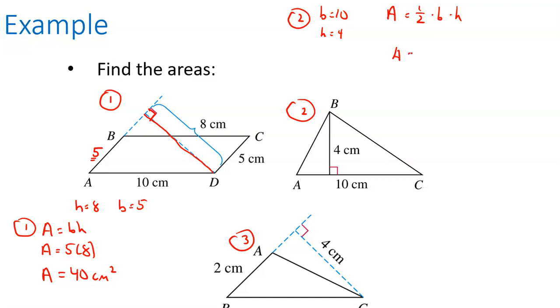And once you write out the formula, then fill in the values. 1/2 times 10 times 4 gives me 20. And again, because it's area, we're talking about square units. So this is centimeters squared.